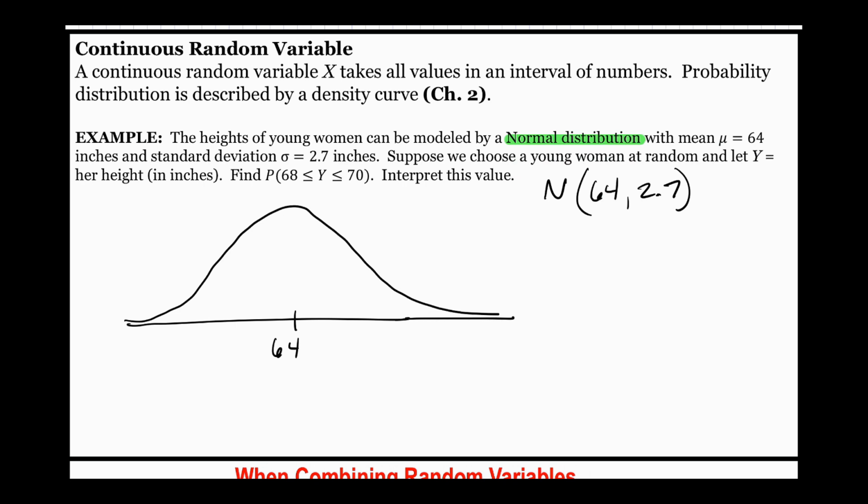We don't have to do that right now. Let's just look at the question and where they want us to find. Between 68 and 70. So we label those and shade those. 68 and 70 are above the mean. Then we shade that area there. What the question is asking is to find the percent or the decimal for that.